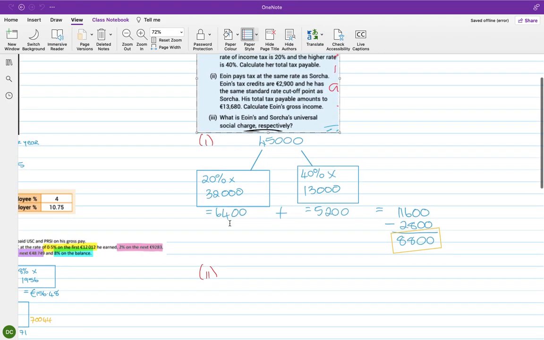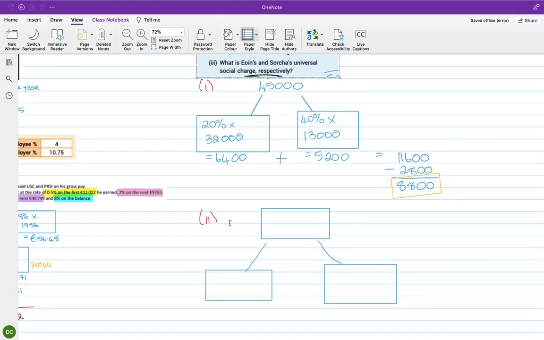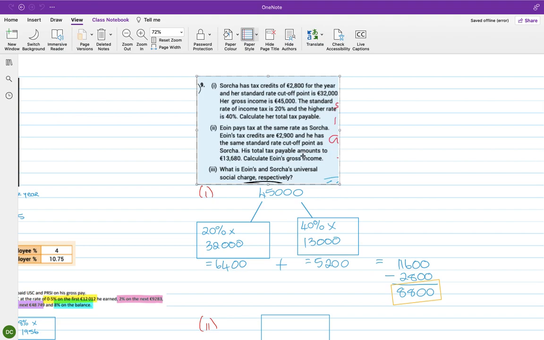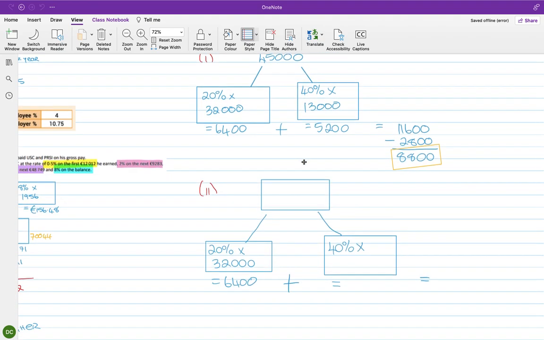Slight differences, I think, but very similar. So we have a gross income that we don't know what it is. We have a standard and a higher. So the standard is going to be exactly the same as your ones. So 20% to 32,000 equals 6,400. And the higher is going to be 40% multiplied by some number we don't know, equals some number we don't know. We're going to add them together and we're going to get a value that we don't know, her tax payable.